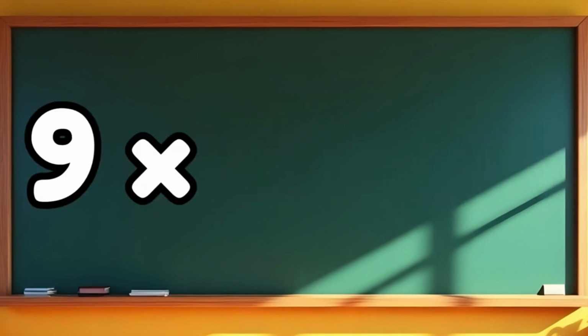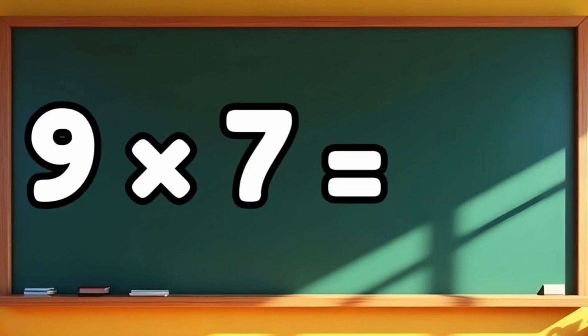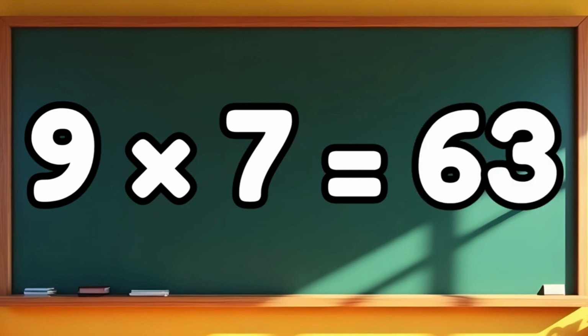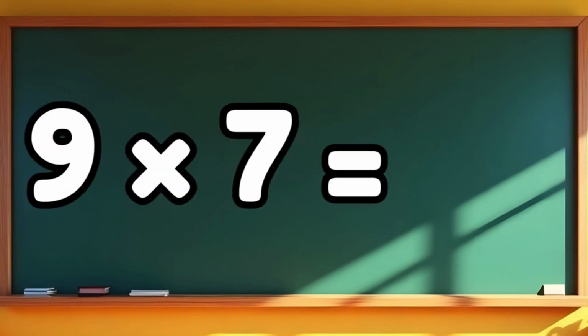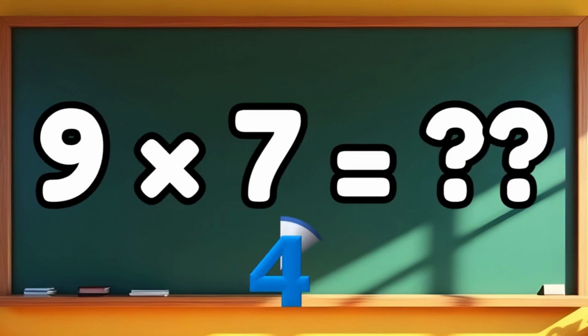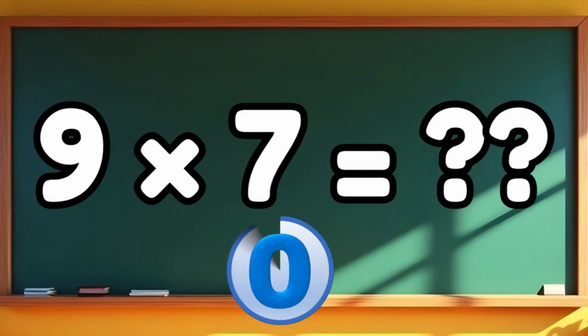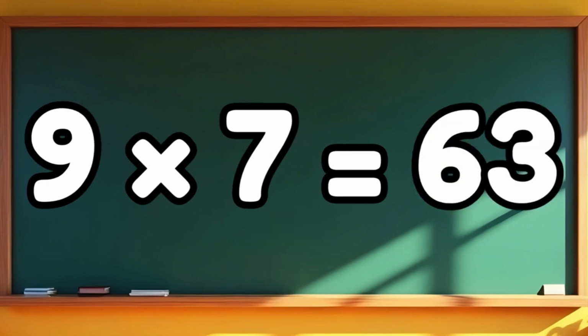9 times 7 equals 63. Let's see it again. 9 times 7 equals... 63! You are doing great! Good job! Now let's continue.